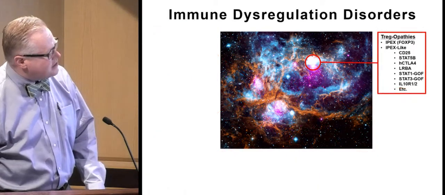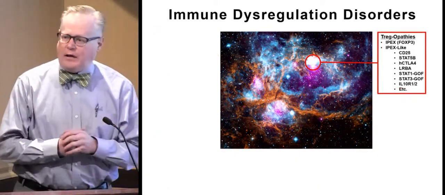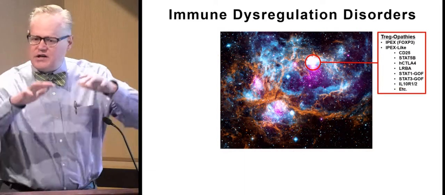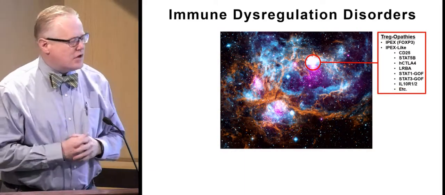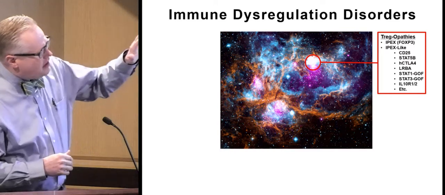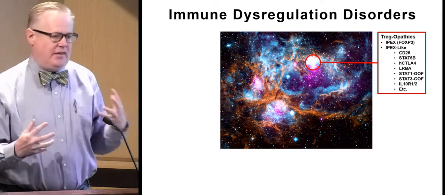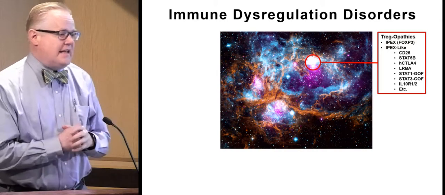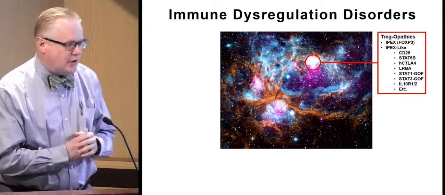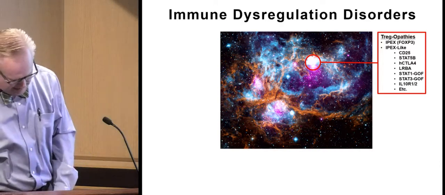So that's this universe of immune regulatory disorders, and it gives you an idea of the scope of these disorders. For the rest of the talk, though, I'm going to hone in on the group that we've called Treg-opathies, Tregs being regulatory T cells. And I'll come back to what those are and explain them in a moment.